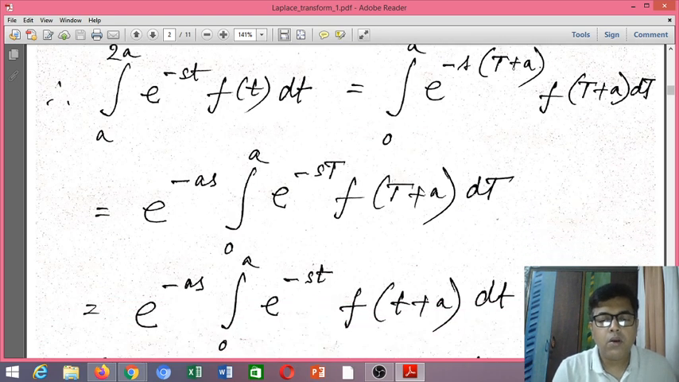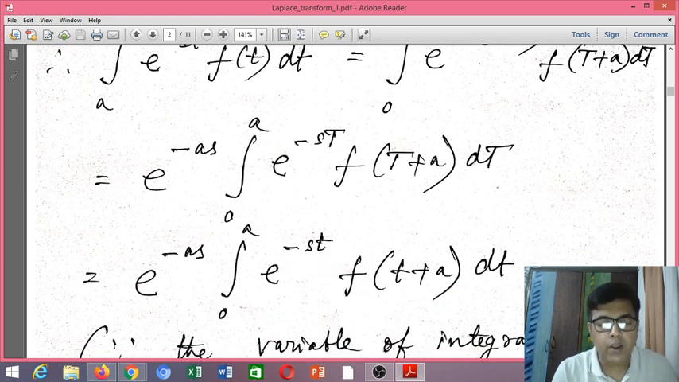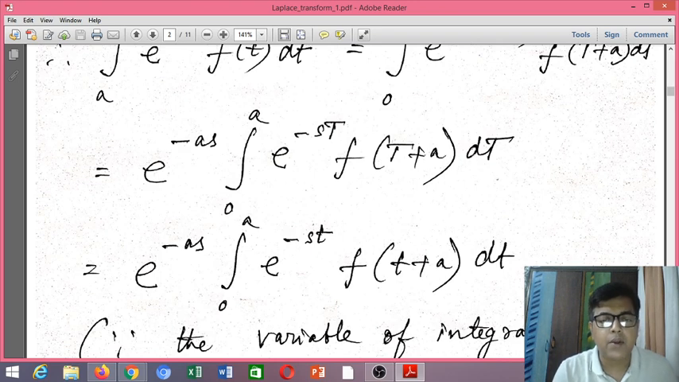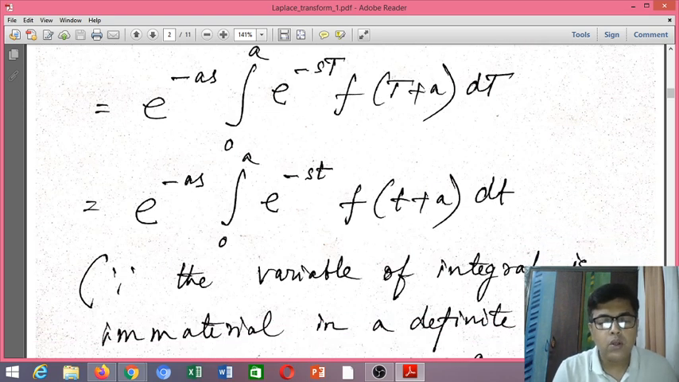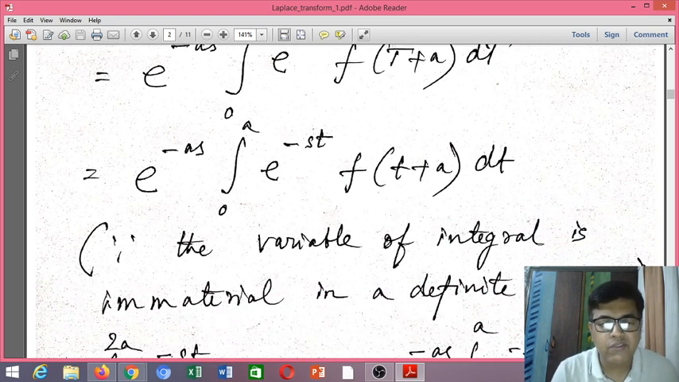Now, what I can do in this integral is that in place of writing capital T, I can replace capital T by small t. I can do that always, because you very well know the variable of an integral is immaterial in a definite integral. So in place of t, if you write capital T or capital U or V, it doesn't matter. What matters is the integrand. So if I substitute small t in place of capital T, it doesn't matter: e to the power minus st f(t plus a) dt.